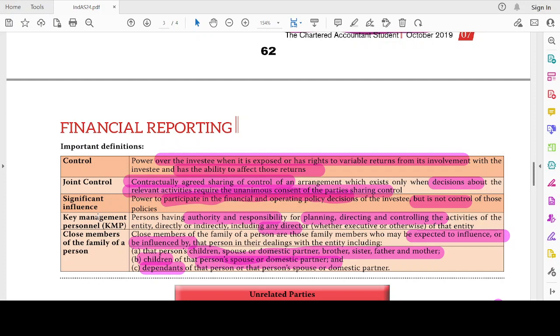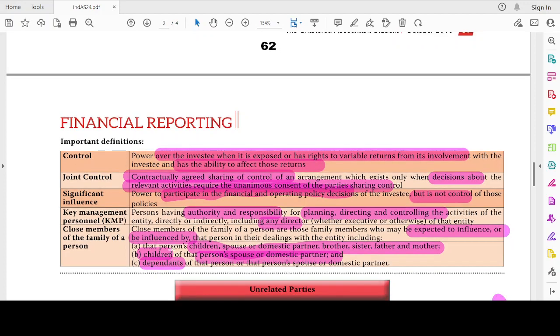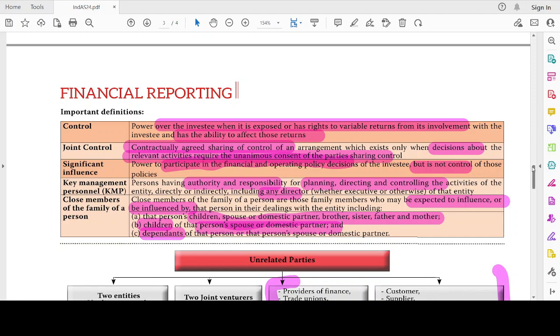Close members of the family of a person. Close members of the family of a person are those family members who may be expected to influence, or be influenced by, that person in their dealings with the entity, including that person's children, spouse or domestic partner, brother, sister, father, mother. Spouse and domestic partner are both the same in India, so don't get confused. Also children of that person's spouse or domestic partner, and dependents of the person or of the person's spouse or domestic partner.